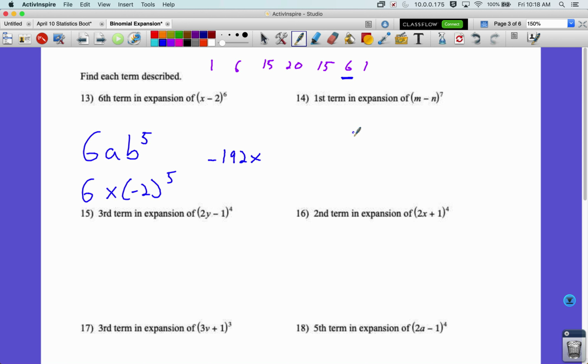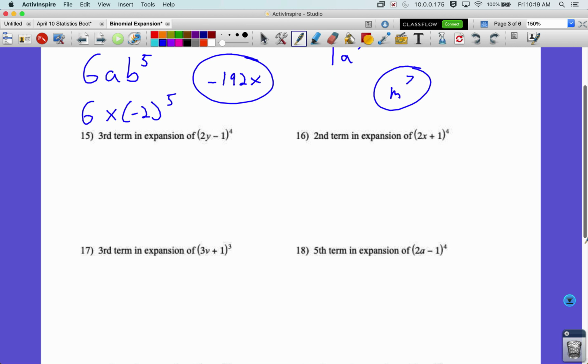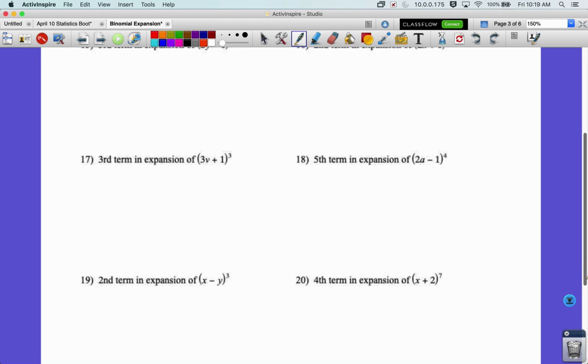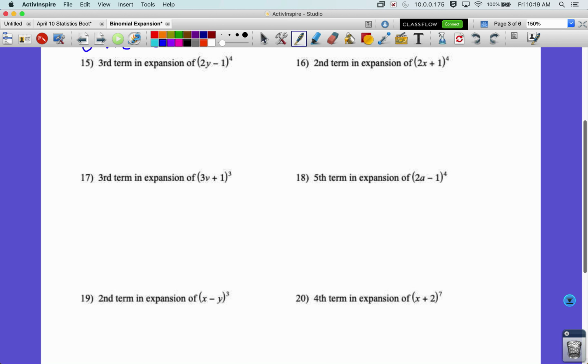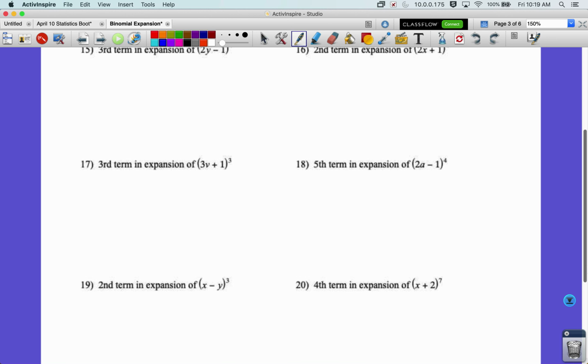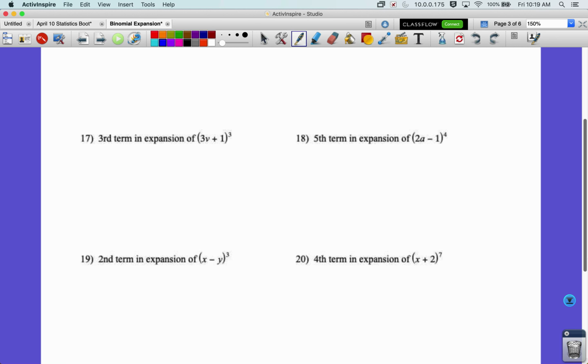All right, let's do the first term in this expansion. Since it's the first term, we know it's going to start with a 1. And it's going to be a to the 7th, no b's. And I'll just fill in this m here, so it's just m to the 7th.